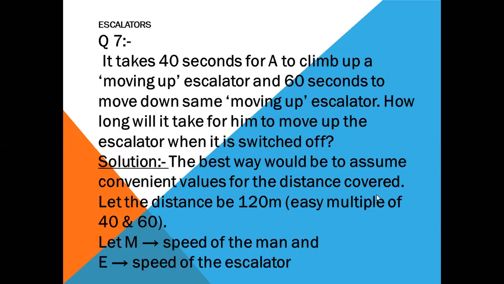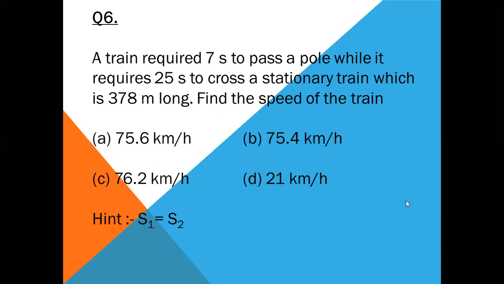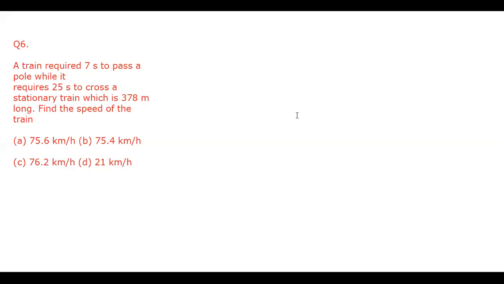See, first of all, try to understand the question. In this question, a train is crossing a pole in 7 seconds, and it requires 25 seconds to cross another train whose length is 378 meters. So we can divide this question into two parts. First of all, we can consider it up to the pole, like a train required 7 seconds to pass a pole. Okay, I will show you how we can solve this question. Okay, so now you can see it.